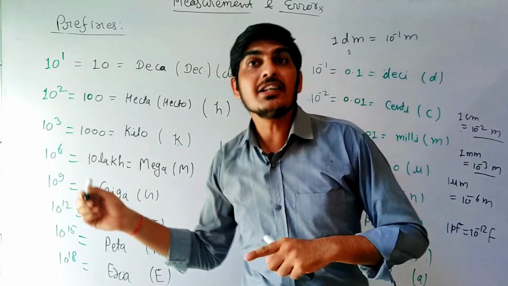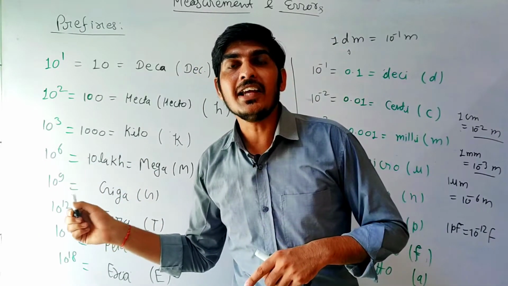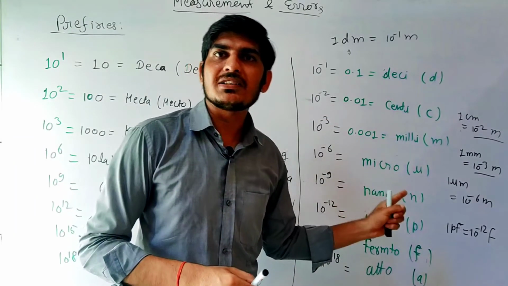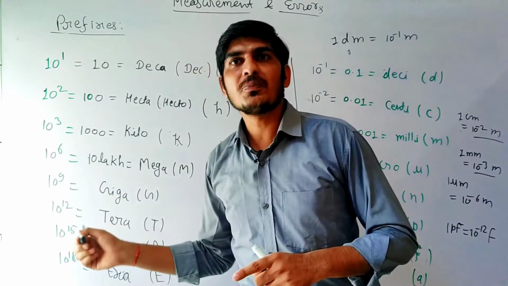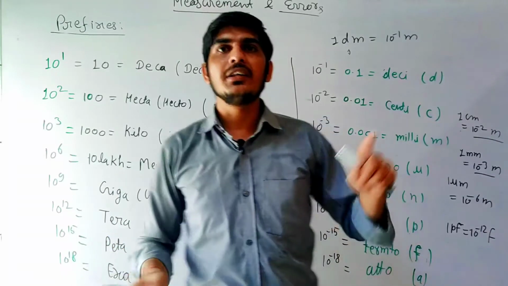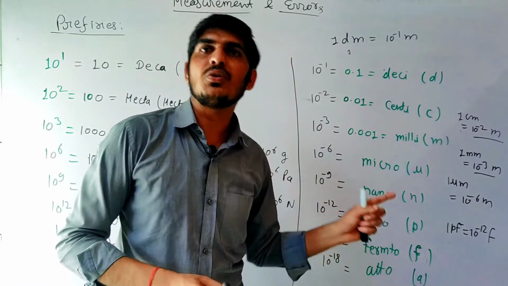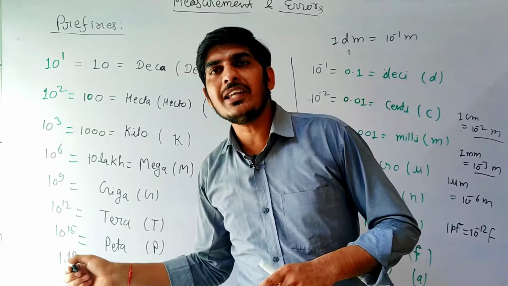बहुत बढ़िया. Here 10 to the power 9 giga. Here 10 to the power minus 9 nano. Very good. Here 10 to the power 12 tera. Here 10 to the power minus 12 pico. Here 10 to the power 15.